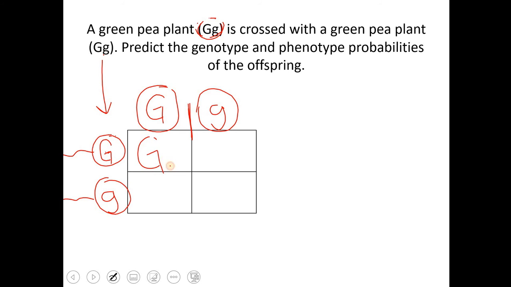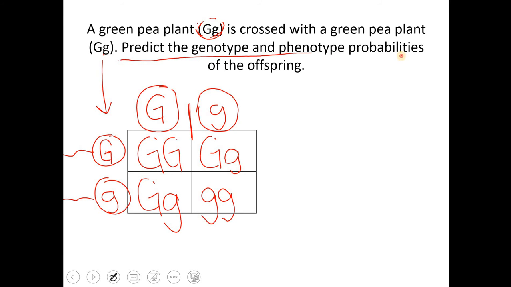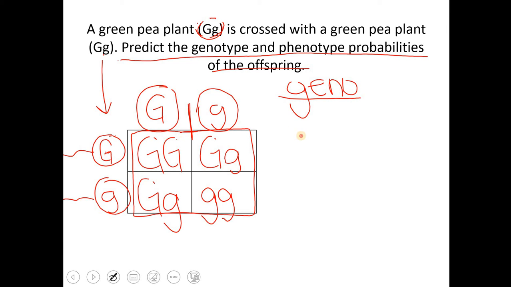If these two come together, we get big G, big G. Down here, we get big G, little g. Over here, we get big G, little g, and little g, little g. Predict the genotype and phenotype probabilities of the offspring. Genotypes. Those are the letters, what we can't see when we look at the plant. So these are our possibilities for our offspring. This does not mean we have 4 offspring. It just means this is our possibility.